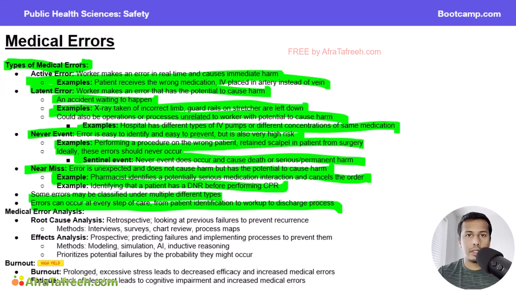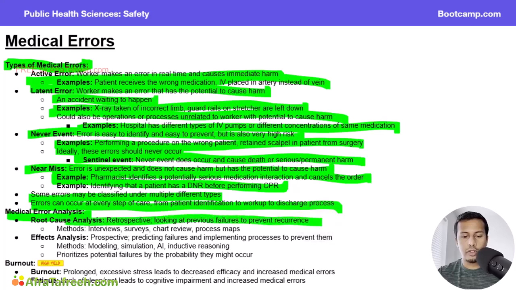Now that we've talked about the different types of medical errors, we want to do medical error analysis. And I've alluded to it multiple times, but this is going to start with root cause analysis. And root cause analysis is something that is retrospective. We are looking backwards. We are looking at previous failures to prevent recurrence. How are we doing this? There's a couple different methods. We're going to do interviews of patients. We're going to send out surveys. We're going to do chart review.